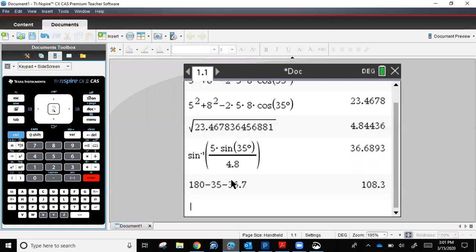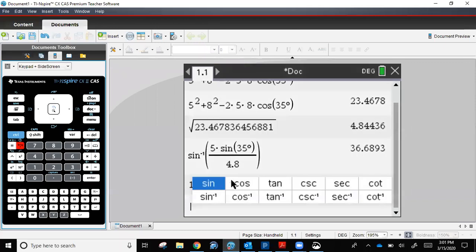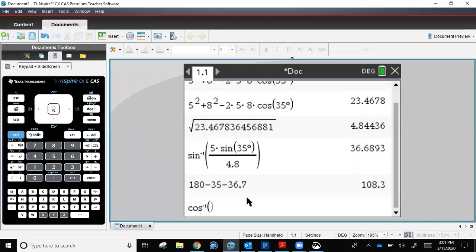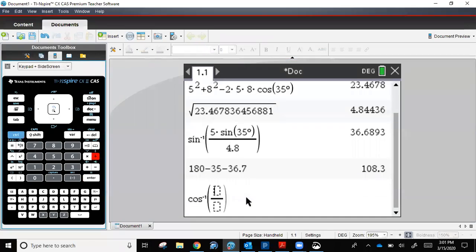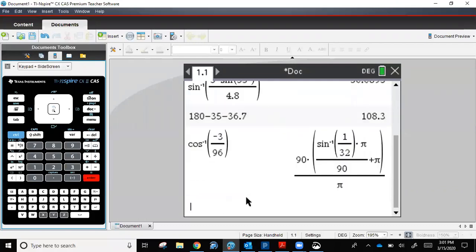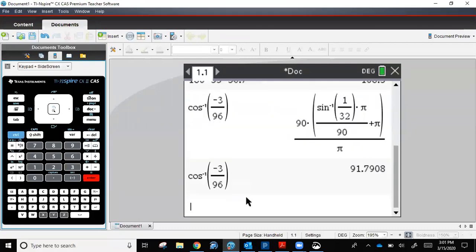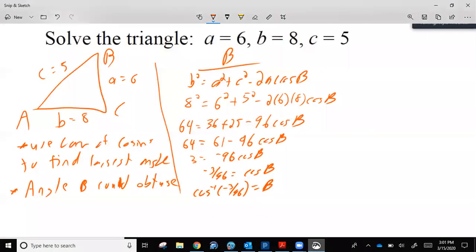Go to the calculator. I'm going to go inverse cosine of negative 3 over 96. And again, make sure you're in degrees. Whoopsie. And we get about 91.8 degrees. So it is an obtuse angle. It would not have worked if we had tried to use law of sines on this angle.